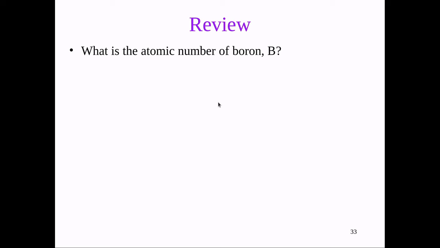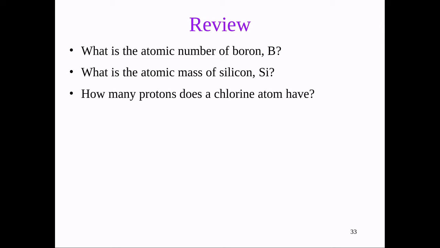Okay, so let's do a couple of questions. These are the types of questions that I'm going to ask, and you're going to have to use your periodic table in order to answer them. So let's start off with, what is the atomic number of boron, which is a capital B? Grab your periodic table and take a look and see if you can answer that. What is the atomic mass of silicon, Si? How many protons does a chlorine atom have? Remember that the number of protons is going to be the same as its atomic number, right?